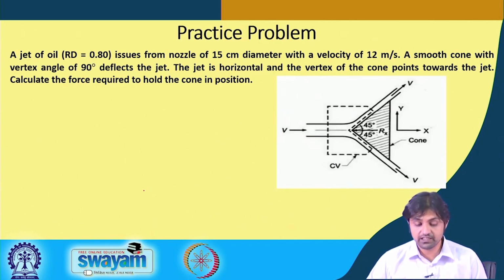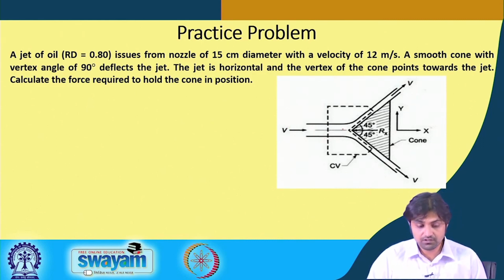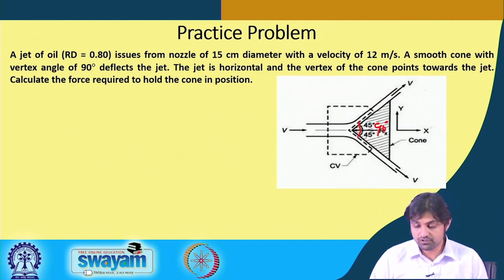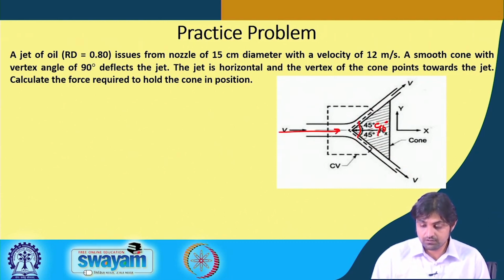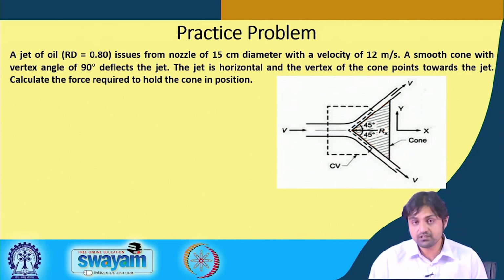So we have something like this. This is the velocity of 12 meters per second. The diameter of the hole is 15 centimeter, and this is the cone, and this is 90 degrees. The jet is horizontal, and the vertex of the cone points towards the jet. Actually the most important thing in these types of problems is to first draw the figure, and then half our problem is solved. So we have successfully drawn the figure now.